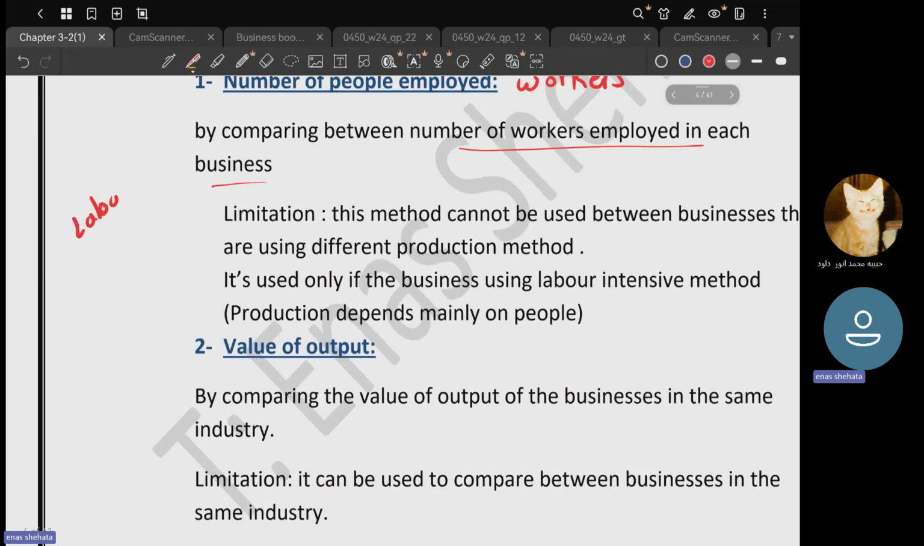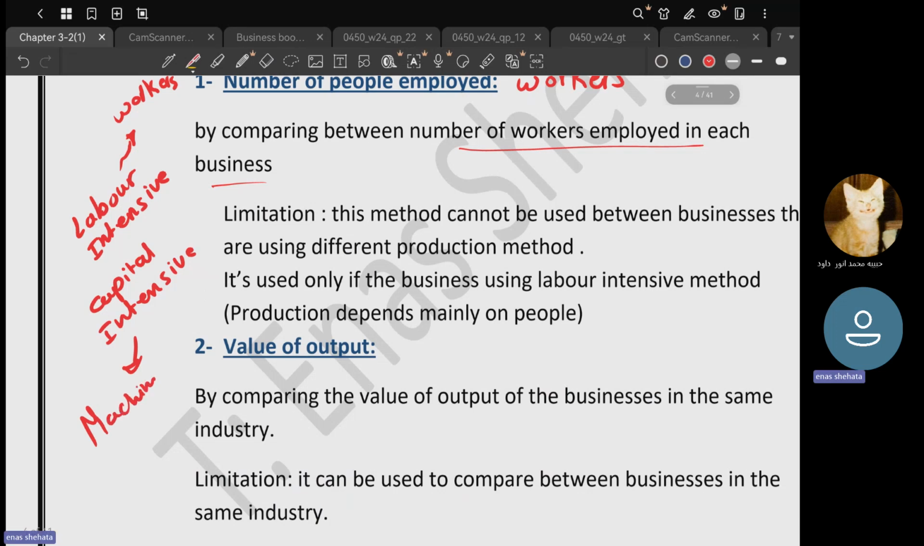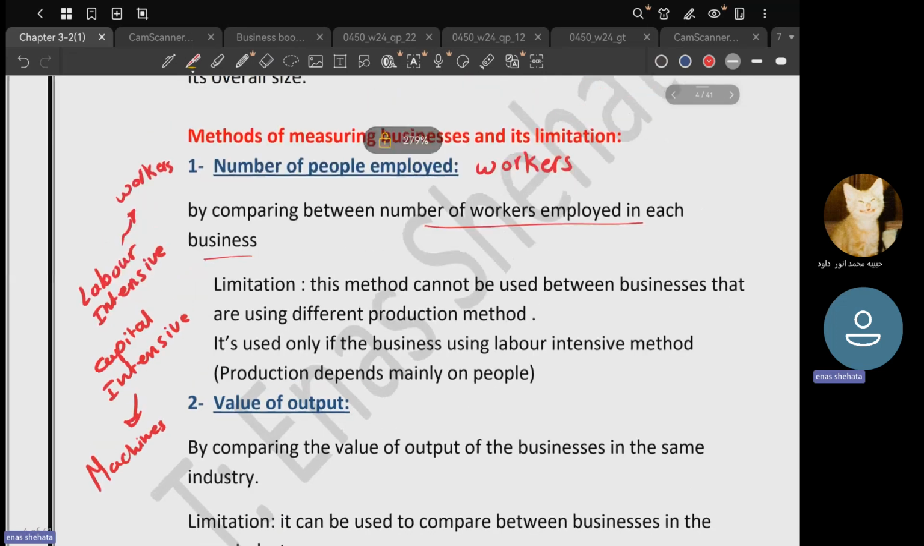We have two production methods, and we explained them in the previous chapter: labor intensive and capital intensive. Labor intensive means that the business depends mainly on workers. Capital intensive means it depends on machines. So if you want to use the number of people employed, all the businesses you compare must be labor intensive. They must depend on labor, on workers, not on machines.